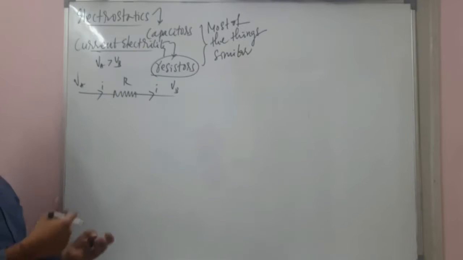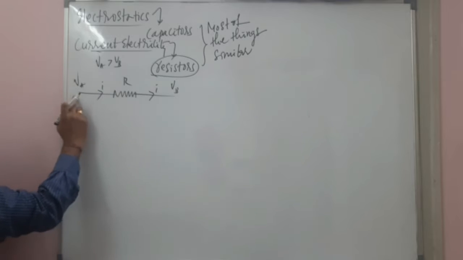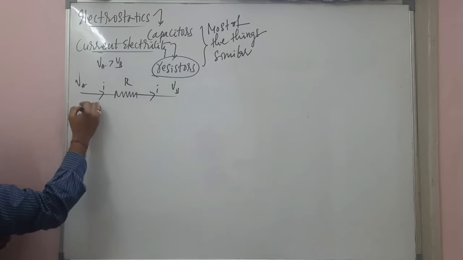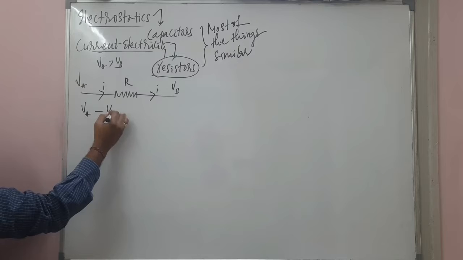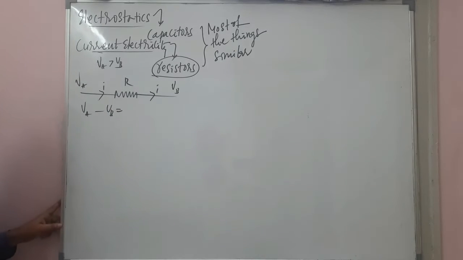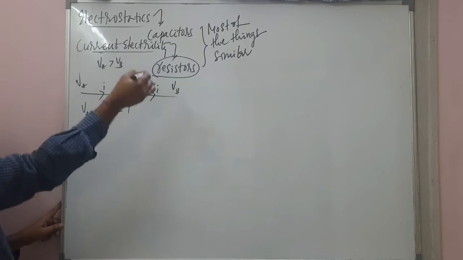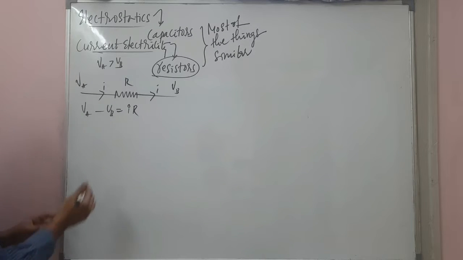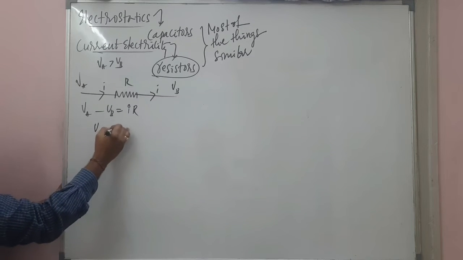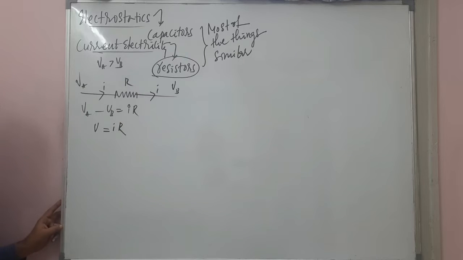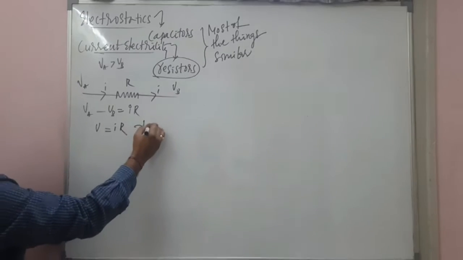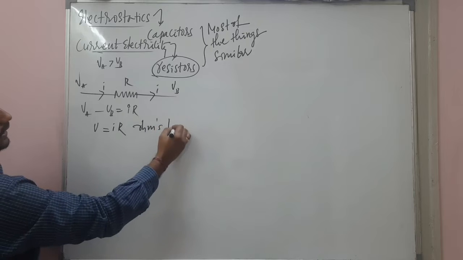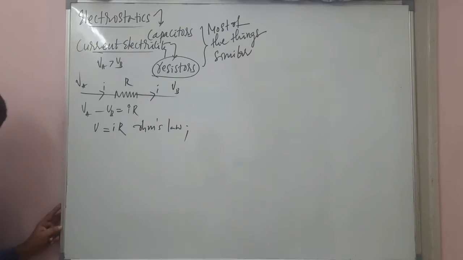In the last class, we discussed that when there is a potential difference between these two points, VA minus VB is equal to the current passing through this resistor times the resistance of that resistor. So, in simple words, we write V = IR. This is according to Ohm's law.